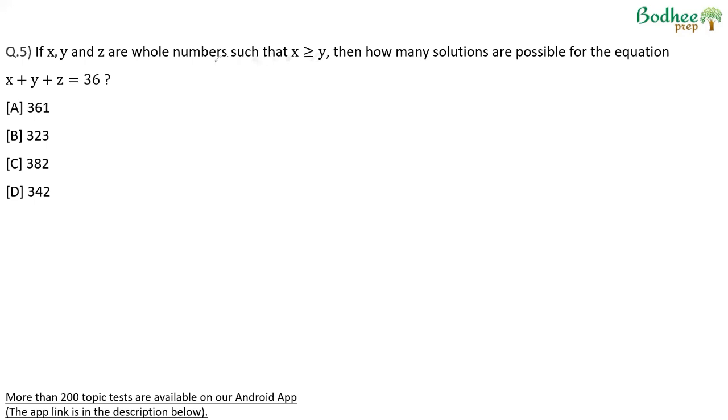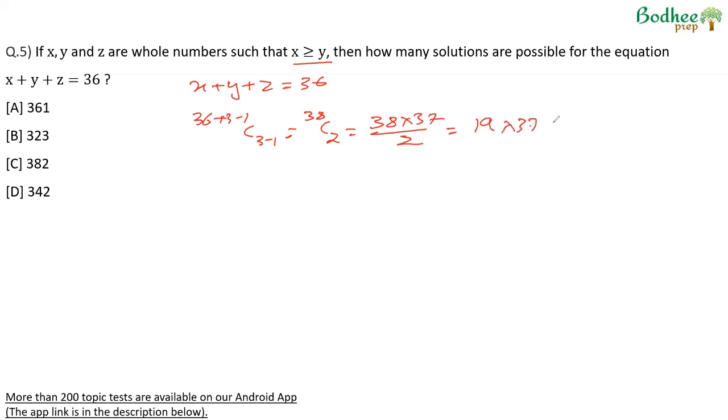x, y, z are whole numbers, so could be 0, 1, 2, 3, anything. x is greater than or equal to y. How many solutions are possible for x plus y plus z is equal to 36? Now, if I write x plus y plus z is equal to 36, and we are looking for whole number solutions, the whole number solutions will be 36 plus 3 minus 1 C 3 minus 1, or 38 C 2, which will be 38 into 37 by 2, which will be 19 into 37, which will be 740.